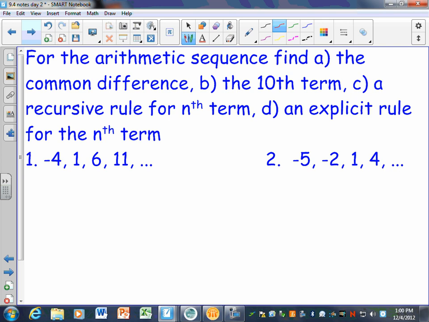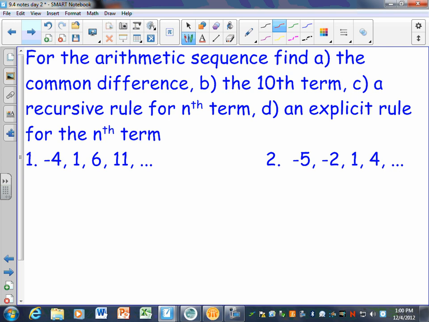Part A, we're going to find the common difference. That's really easy. You're just going to say, what am I doing each time? They want to find the 10th term. I feel like that should be letter D, and we'll come back to that in a second. And then we're going to use our formulas that I just gave you to come up with a rule for the nth term, recursive and explicit.